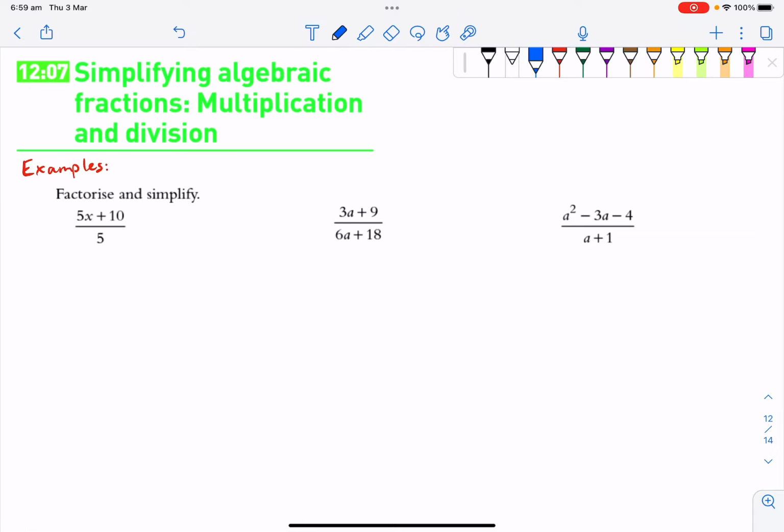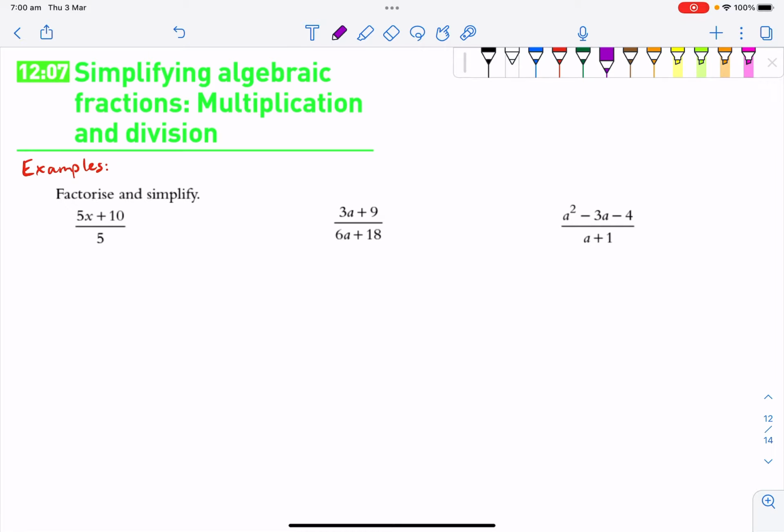We're moving on to exercise 12, verse 7. So simplifying algebraic fractions using multiplication and division. Firstly, we're just going to begin with how we're going to deal with just normal fractions and how we can simplify them. The reason we did so many of those previous exercises and why I spent so much time on them is because that's all leading up to questions like this. So you will see just how much you need to be familiar with all your techniques.